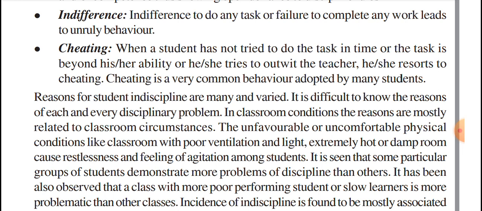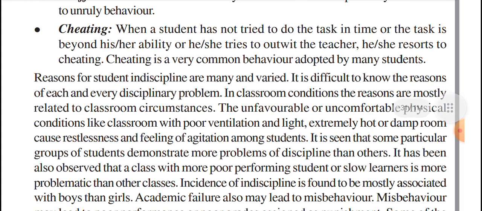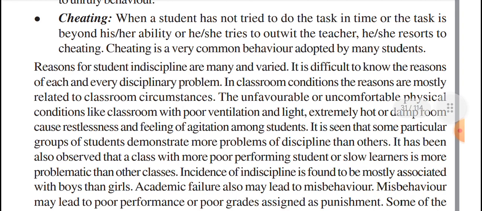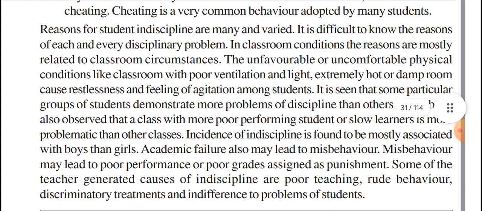It is seen that some particular group of students demonstrate more problems of discipline than others. It has been also observed that a class with more poor performing students or slow learners is more problematic than other classes. Incidence of indiscipline is found to be mostly associated with boys and then girls. Academic failure also may lead to misbehavior. Misbehavior may lead to poor performance or poor grades assigned as punishment. Some of the teacher generated causes of indiscipline are poor teaching, rude behavior, discriminatory treatments, and indifference to problems of students.